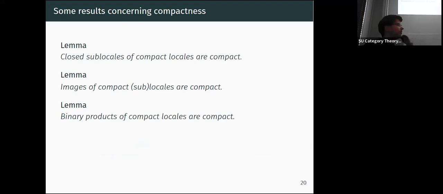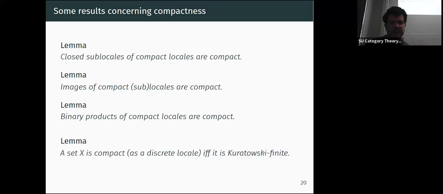Closed sublocales of compact things are compact. Images of compact sublocales are compact. Binary products of compact locales are compact. So there's very much an interesting duality happening here. But I think we'll maybe go through the details of this a little bit more later.